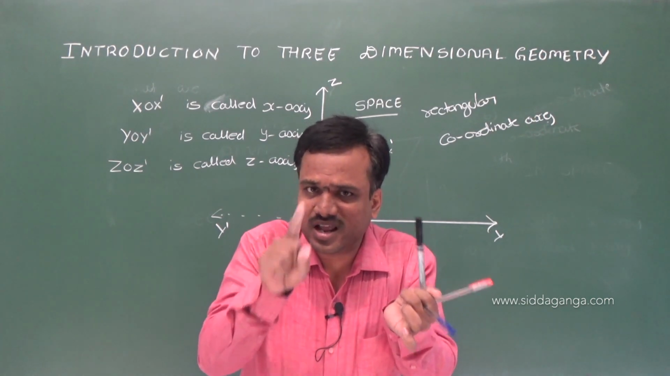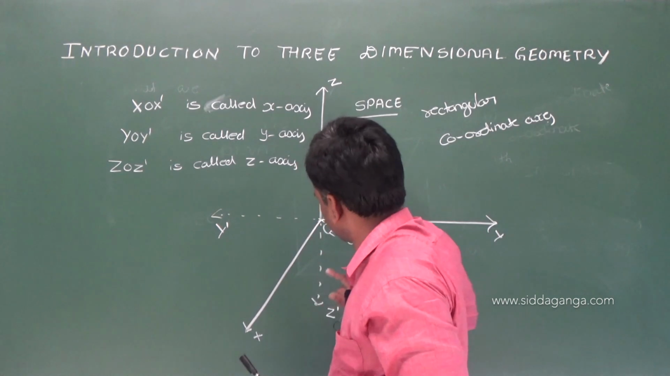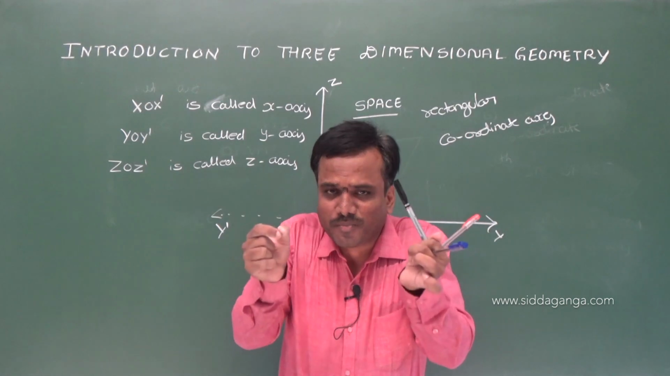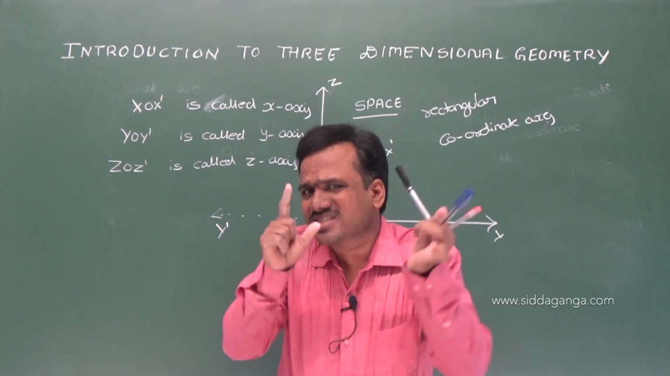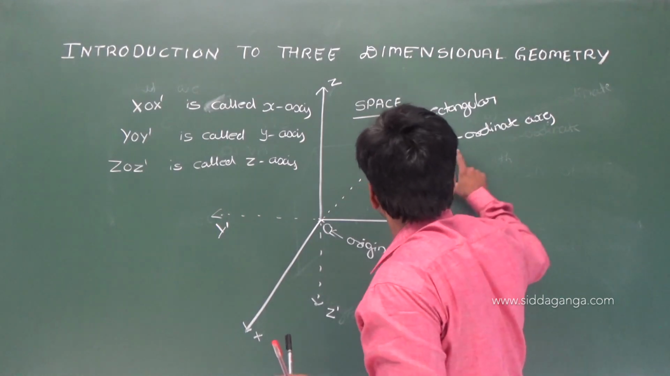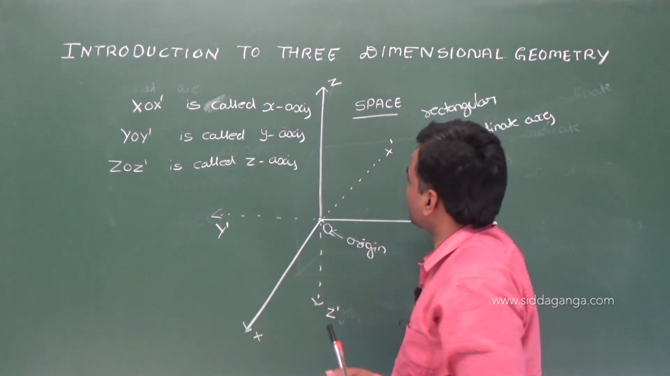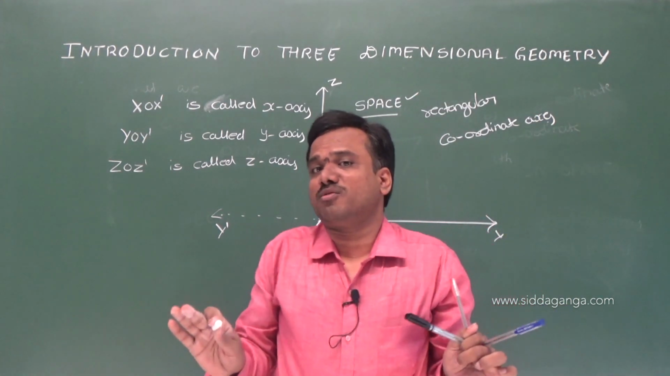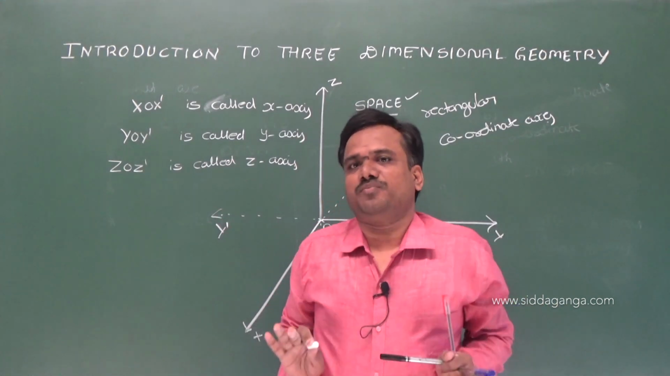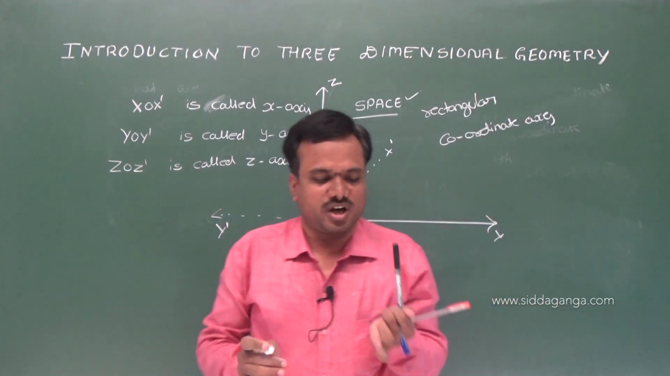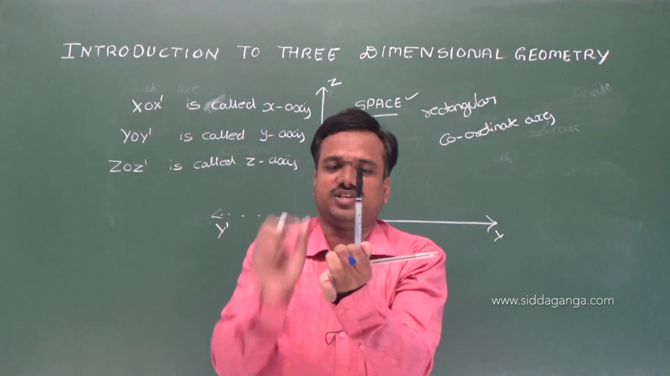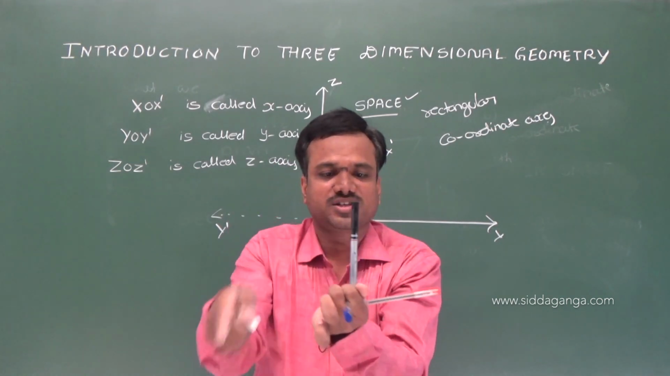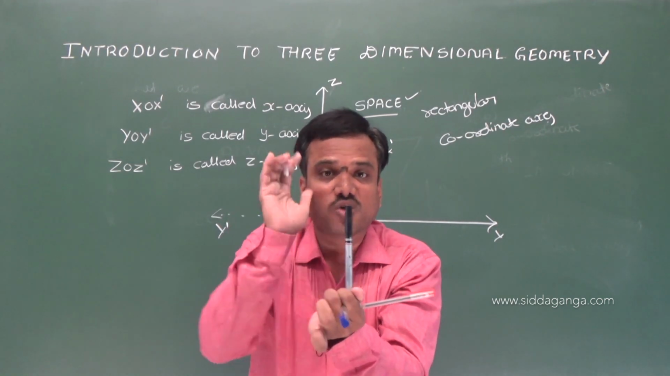Coordinate axes means three lines, X O X dash, Y O Y dash, and Z O Z dash, which are mutually perpendicular. These three axes are called rectangular coordinate axes. This is called space, meaning three-dimensional geometry is called space. Then what do coordinate planes mean? Observe here. These three axes divide the space into three parts.